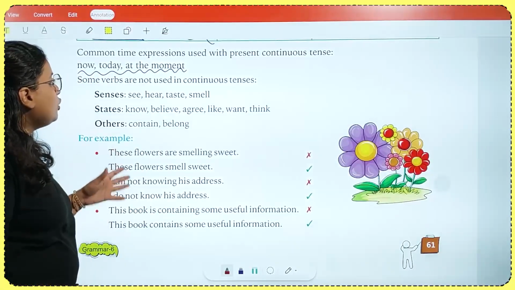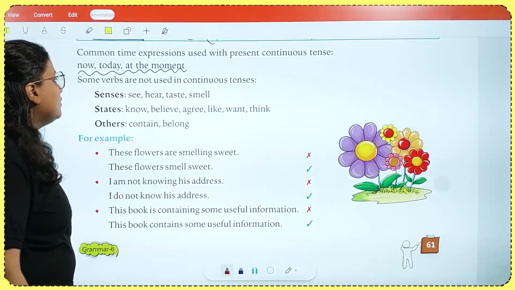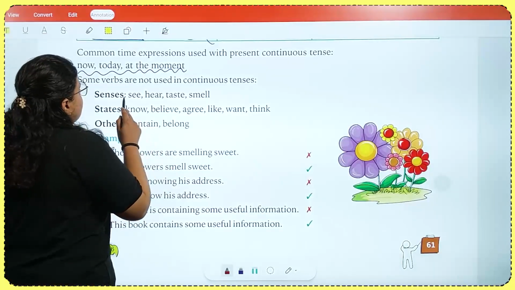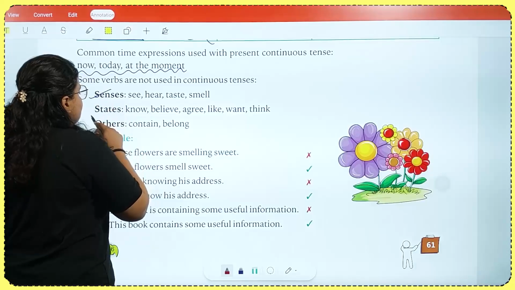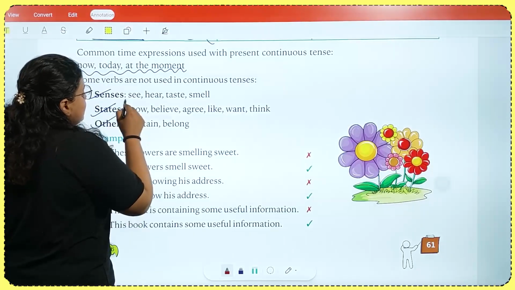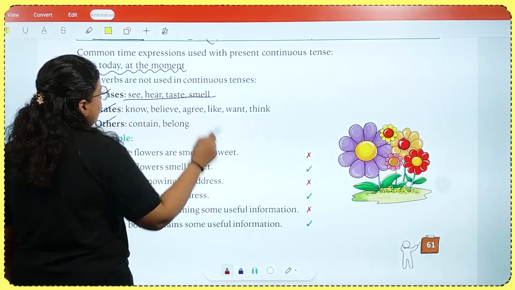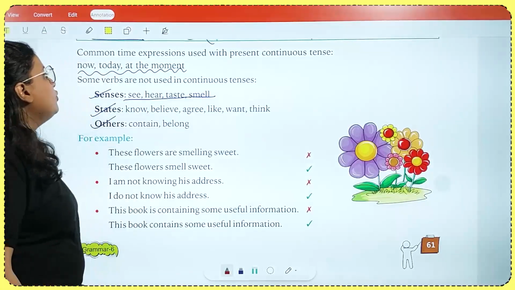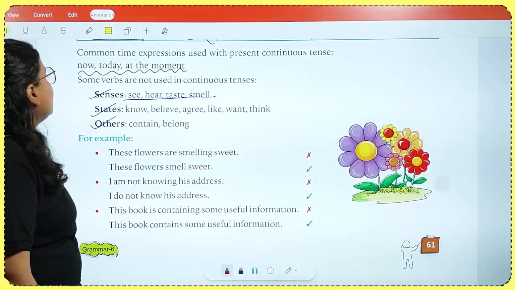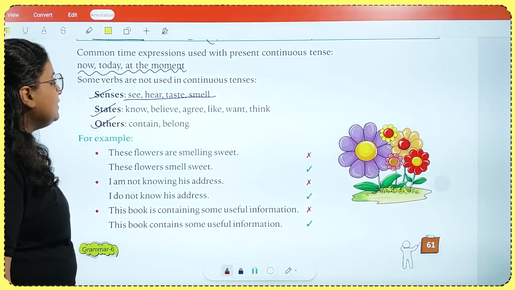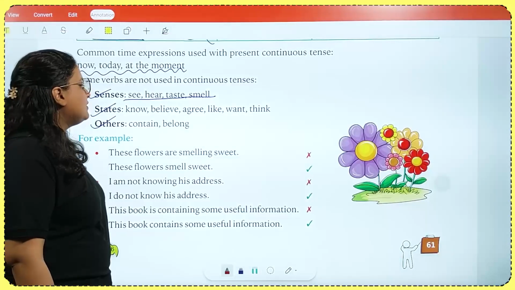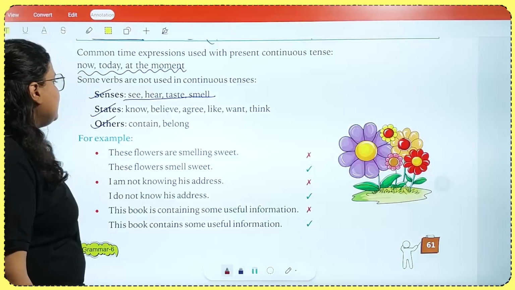Some verbs are not used in continuous tense. Okay, some verbs are not used. Sense, stay, and some others. See, hear, taste, smell. Okay, these are not used in continuous tense. Know, believe, agree, like, want, think, contain, belong.